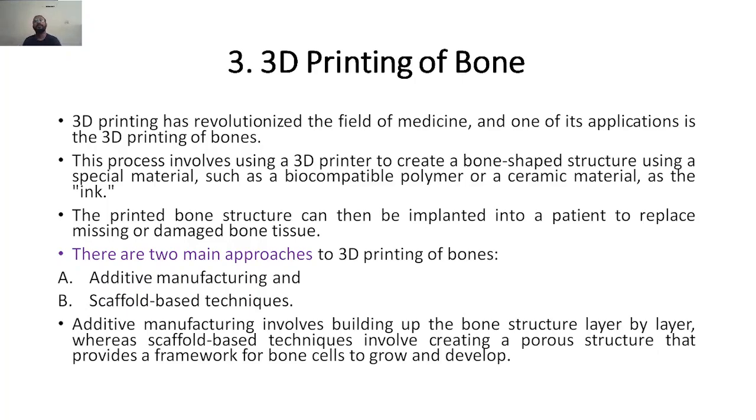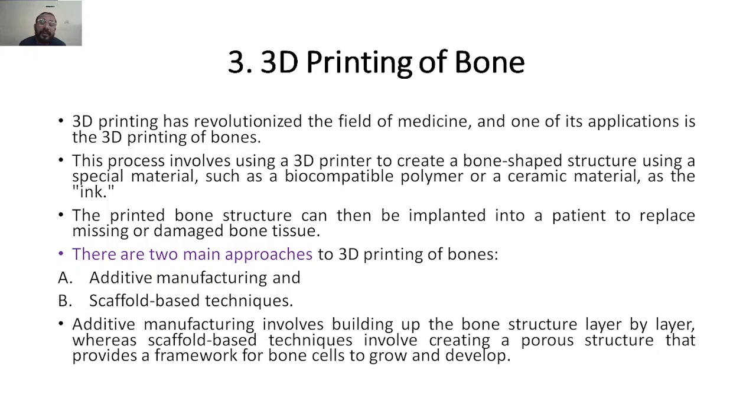Now, why do we have to print the bone? Because most of the times a bone either is not developed properly, or has become deformed because of some genetic issues or other environmental factors, or because of accidents the person loses his leg or hand. That's why we need to make sure that he should get his bone back.